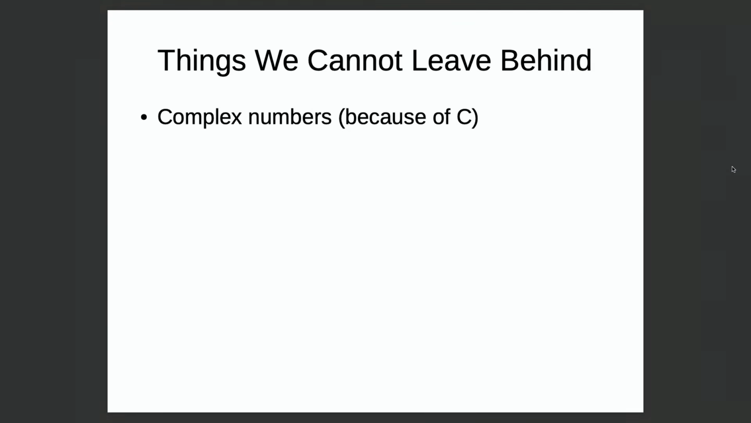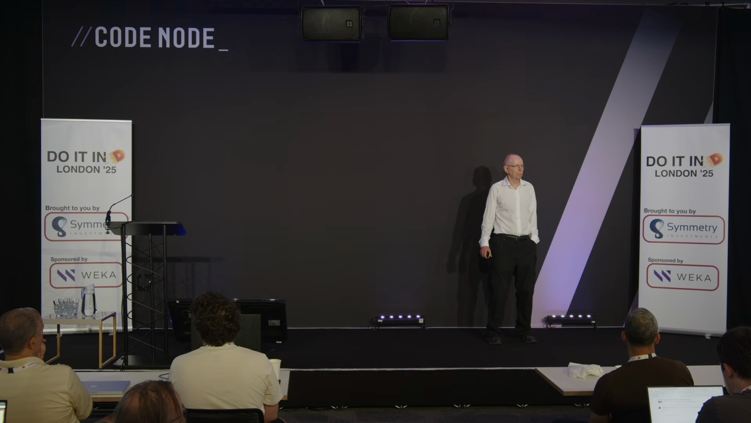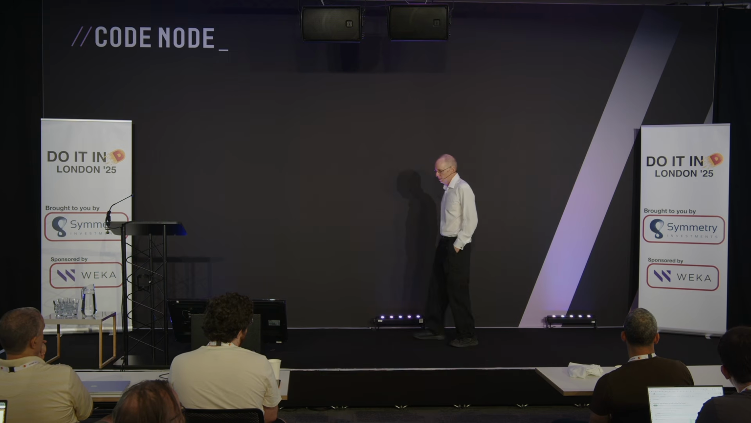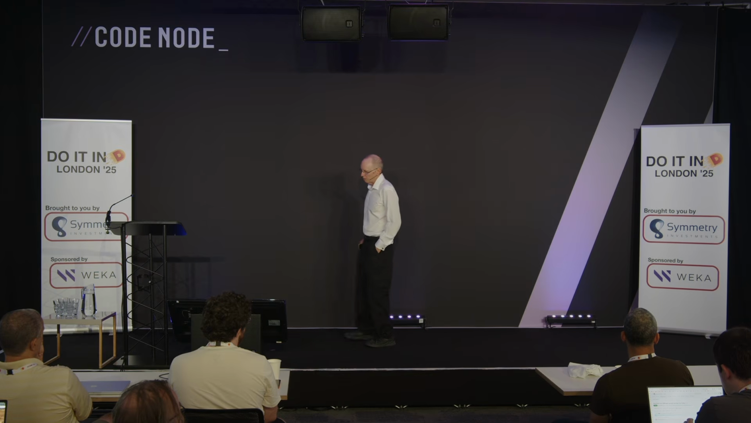Some things we can't leave behind: complex numbers. That's going to cause me a bunch of trouble because complex numbers seem to require a lot of implementation effort. And I'd rather everything was switched over to using the import of complex numbers, but that turns out to be impractical because of import C. So import C is kind of holding me back. I'm still going to have to implement complex numbers in the back end.